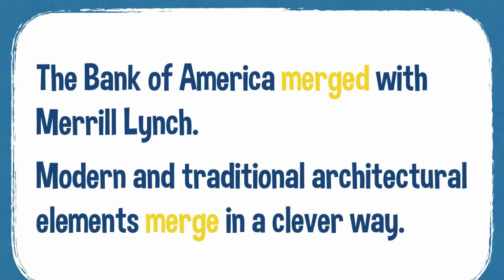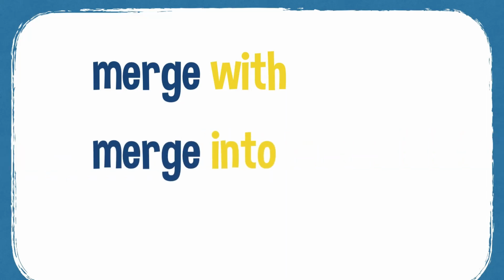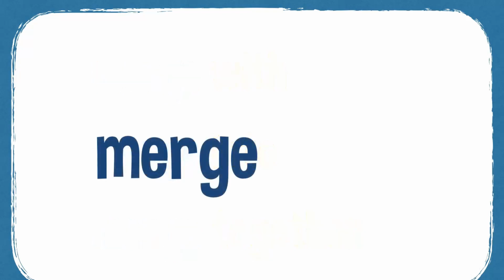Modern and traditional architectural elements merge in a clever way. So here styles can merge as well. Elements can merge. We talk about merge with, merge into, merge together. Merge is a verb, so you can have mergers. So it merges, merging, merged. And for a noun, you can have the word merger.